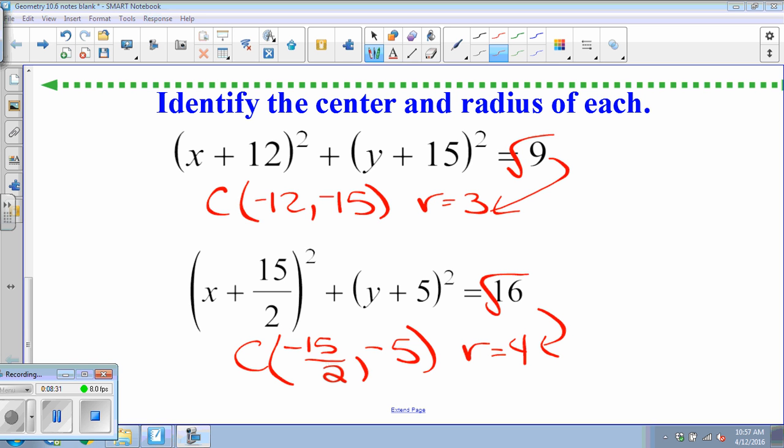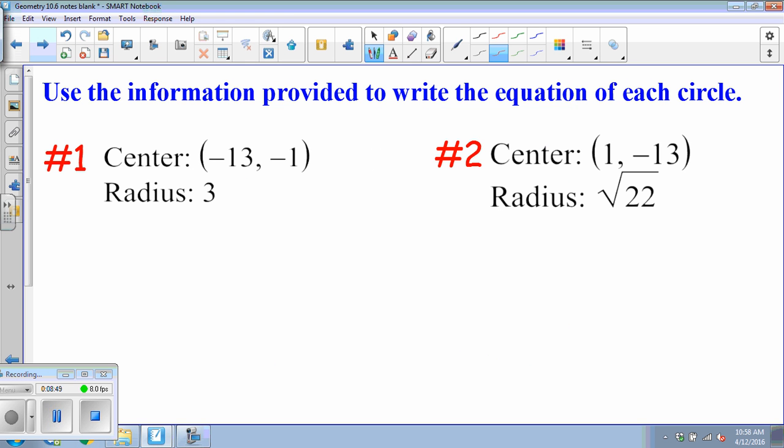For the next set of problems, again, you're going to have to write the standard equation of the circle. Okay? You need the center and the radius to write that equation. They give you the center, but they don't give you the radius. So let's see if we can figure out how to find that. Oh, never mind. Write the equations of those circles. Then we'll do that one next.